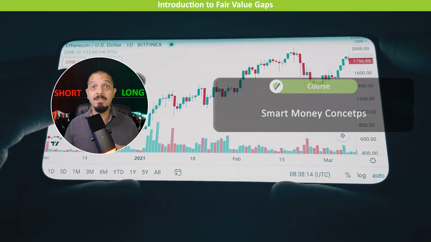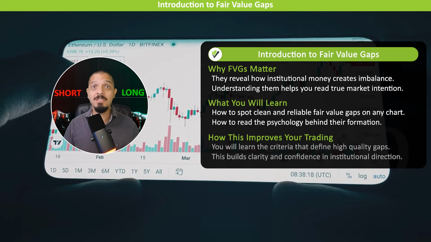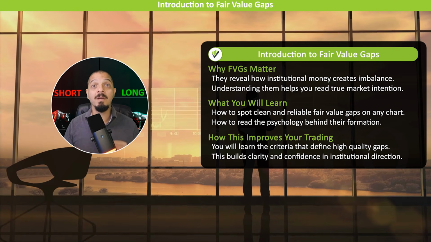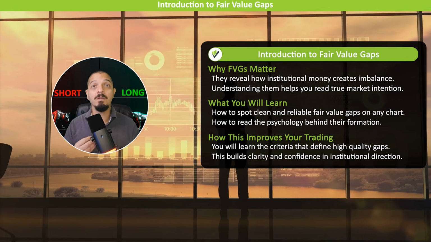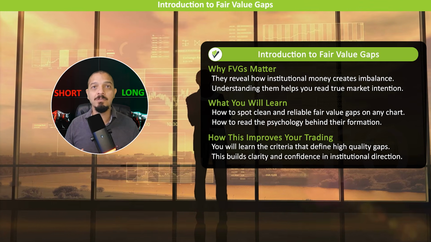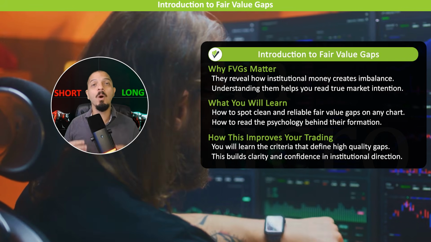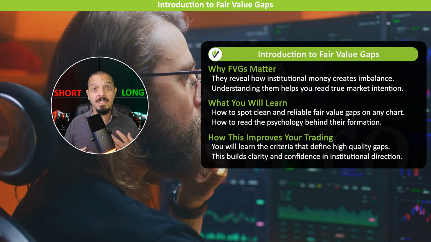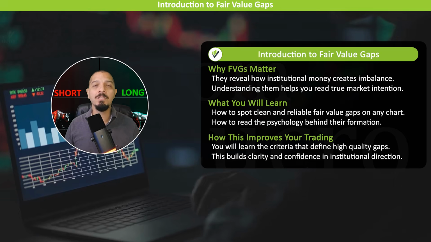Understanding fair value gaps is essential if you want to read how institutional money truly moves and position yourself with precision within market structure. In this chapter of our Smart Money Concepts course, you will learn how to identify clean and reliable fair value gaps, understand the psychology behind their formation, recognize the different types that appear on the chart, and analyze the price action linked to each one. We will also walk through the key criteria that separate a simple gap from a high-quality trading opportunity, helping you trade with clarity and confidence in line with institutional flow.